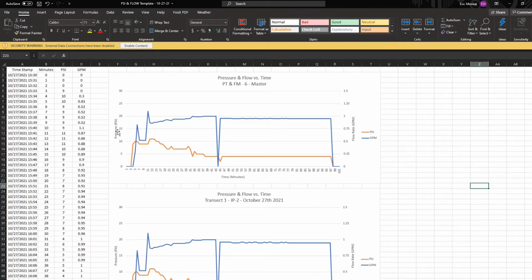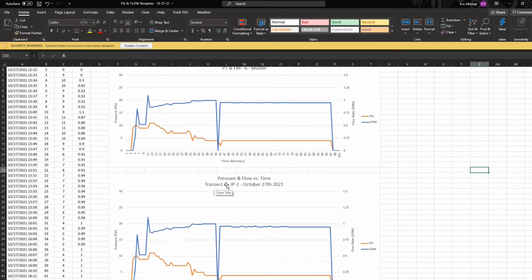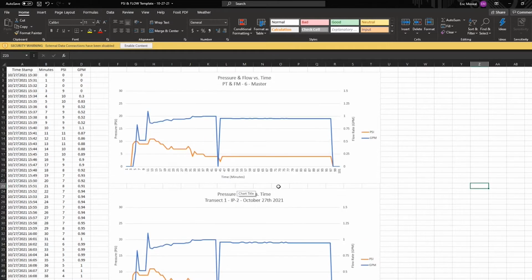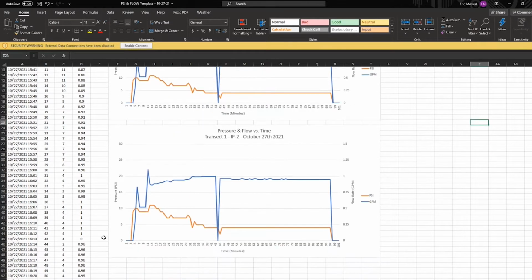So this is demonstrating pressure in orange and flow in blue over time for a particular leg. This is leg 6. And that leg 6 corresponded for this data to transect number 1, injection point number 2 on this date. And what we see here is an increase in flow. We started our injection and pressure came up. The unit was set for a pressure maximum of 15 psi and a target flow rate of 1 GPM.